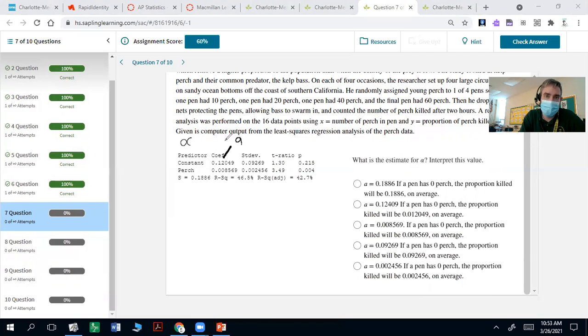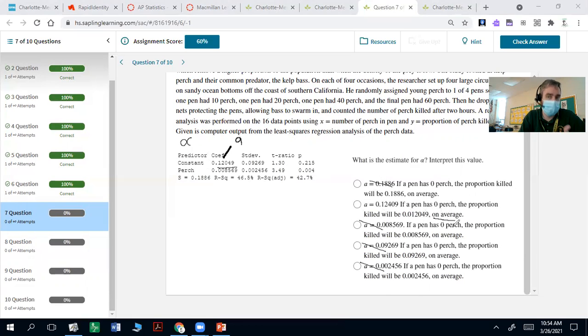And I get it, it's kind of confusing, but just remember that typically Greek symbols mean the parameter, whereas lowercase symbols typically mean an estimate. So this is your estimate for A, 0.12049. And the nice thing about this one is we only have one to work with, right? If a pen has 0 perch, the proportion killed will be that on average.